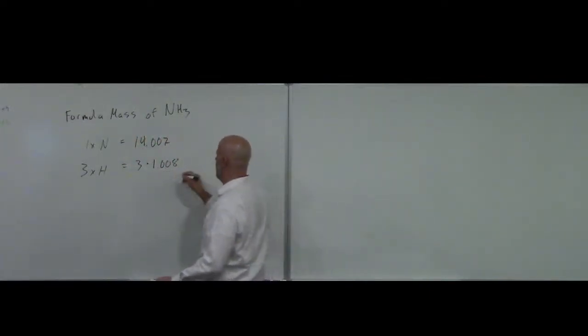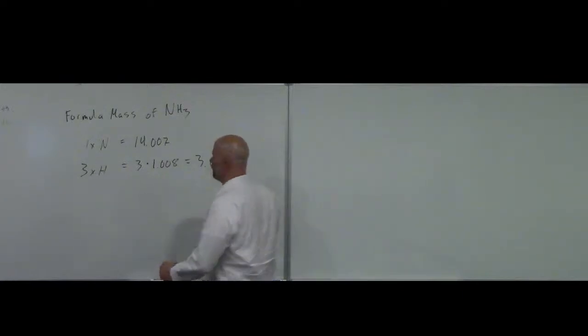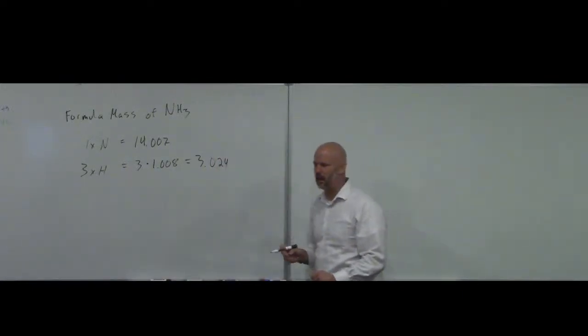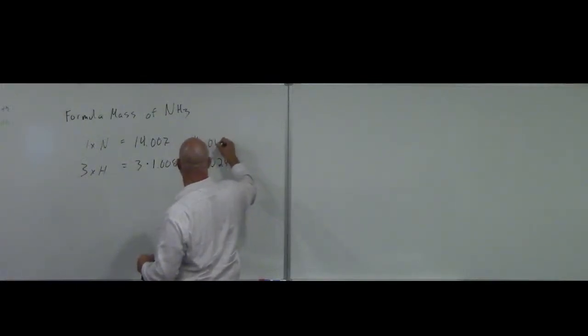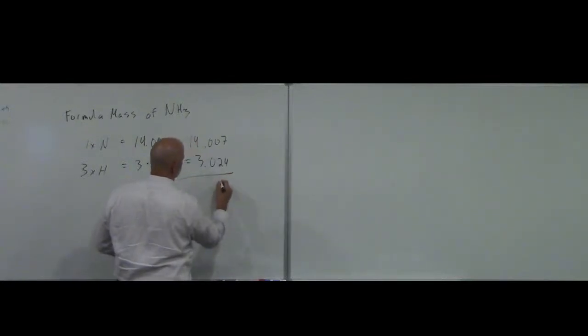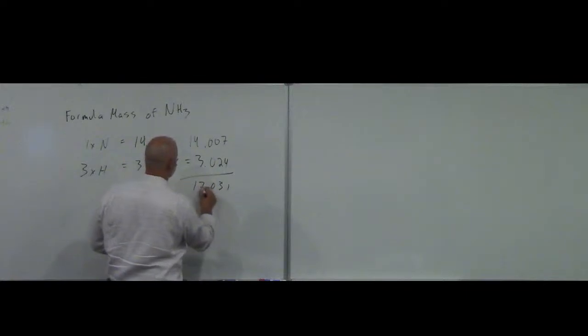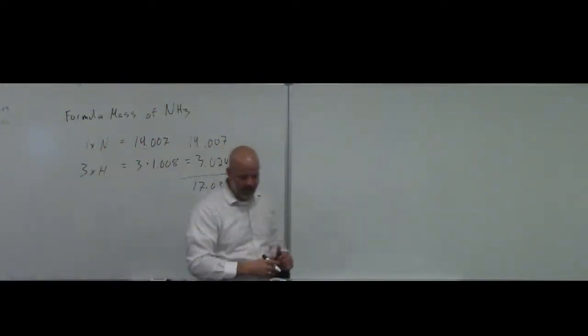I need to run this math, right? So it's going to be what, like 3.024? Don't check me there. I am not to be trusted with math. Okay. So I add these 2 together, right? 14.007 plus 3.024, and that should come out as 17.031. Okay. So that's how I come up with my formula mass.